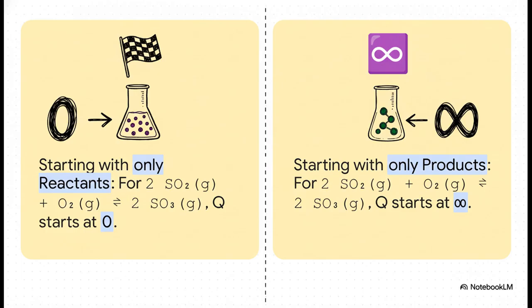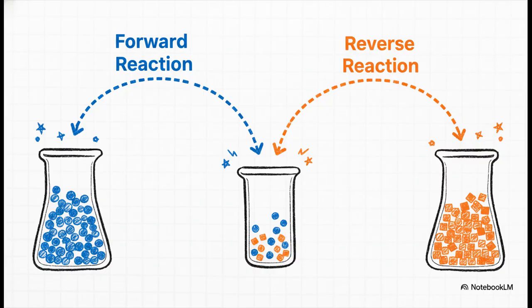In the second experiment, we do the opposite. We start with only products. Now the bottom of our Q fraction is 0, and as you know, dividing by 0 in math gives you, well, basically an infinitely large number. So we have two totally opposite starting points, 0 and infinity. And here is the amazing part. Even though they started at these two completely different extremes, both reactions will chug along, one going forward, the other in reverse, until they reach the exact same ratio of products to reactants. It doesn't matter where they start, they are driving towards the same destination.